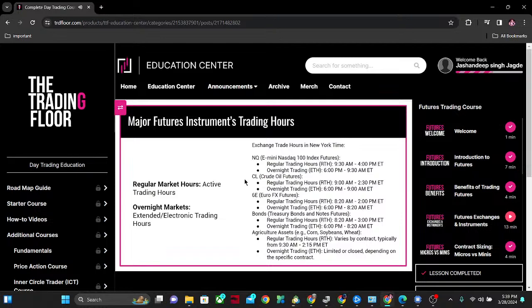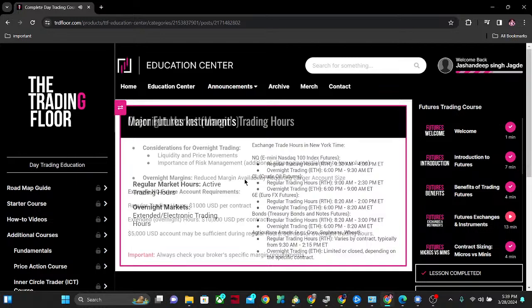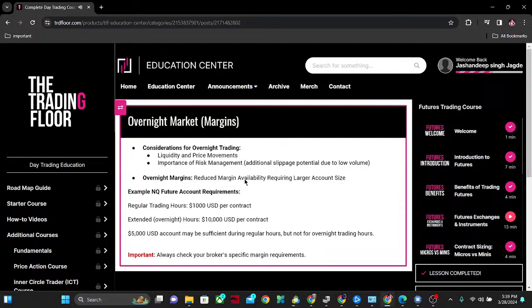Futures markets have specified trading hours, offering ample opportunities for traders to participate during active periods. However, some futures contracts also have extended trading hours, commonly known as overnight market. During these extended sessions, liquidity may be lower and price movements can be more pronounced. Overnight margins are reduced margin requirements set by brokers for holding positions during the overnight trading session. These lower margins aim to accommodate traders while markets are closed.